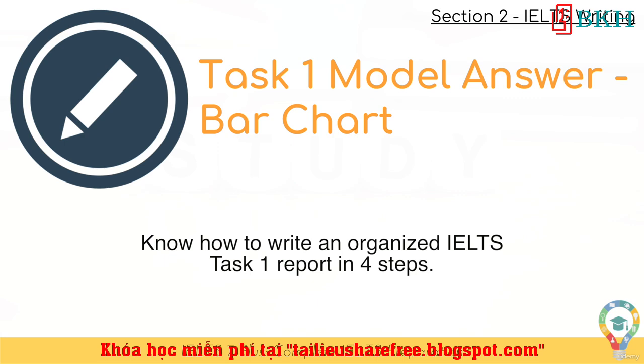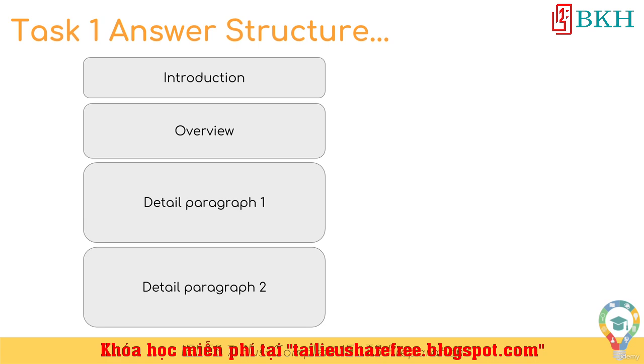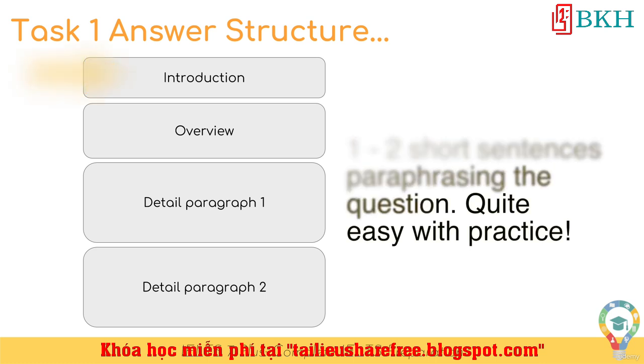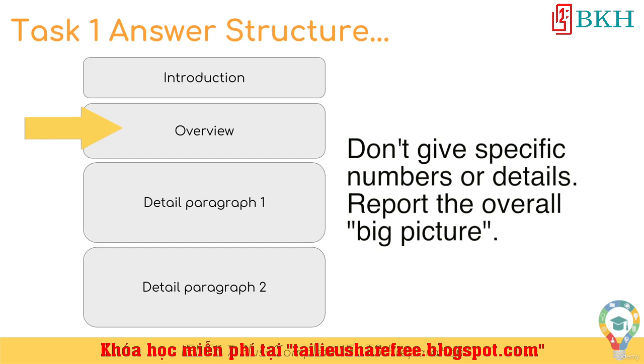First up, let's review the structure for answering a Task 1 question. The key reasons we use this 4-step structure is so that you can score highly in task achievement, which makes up 25% of the band descriptors. Your first paragraph is the introduction, which really is made of no more than 2 sentences and introduces your report to the examiner. Next is your overview, which you must include to score a band 6 or higher.